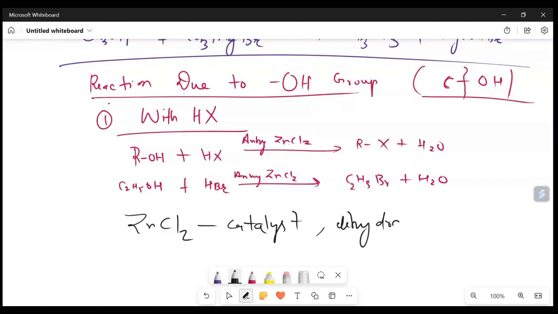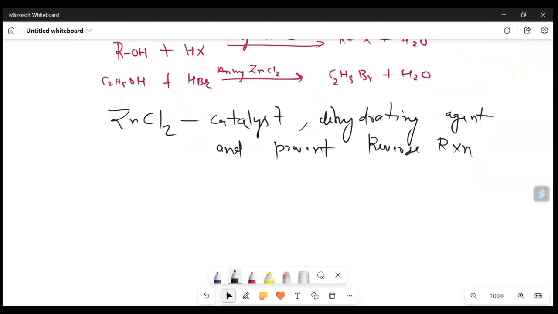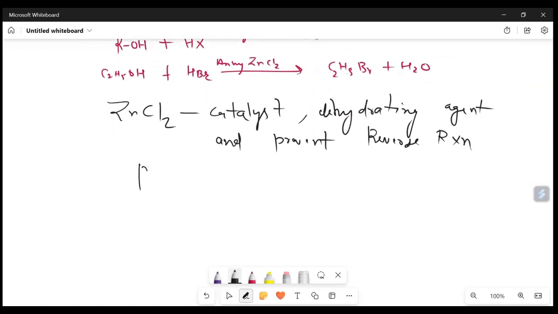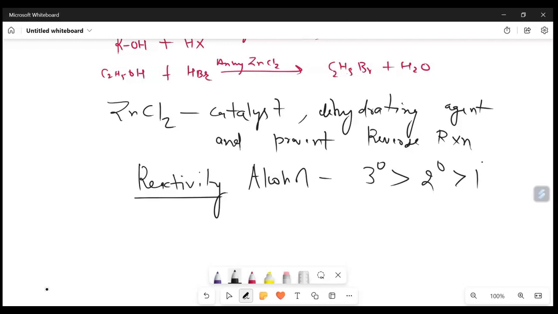Water molecule को बाहर निकालता है. Dehydrating agent. And also it prevents the reverse reaction. So if we are talking about the reactivity order for this reaction, then remember carbocation stability depends. So alcohol tertiary 3 degree, then 2 degree, then 1 degree. It depends on carbocation stability.